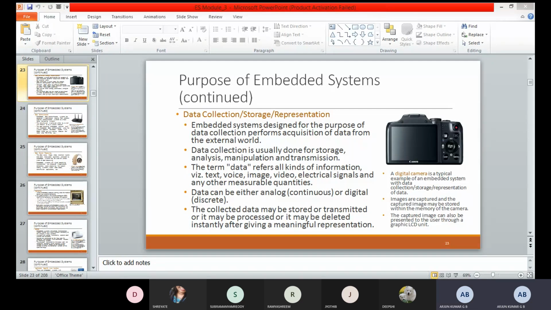Is it clear? Once again I repeat the statement. The data can be either analog or digital. If it is analog, it will use some converters to convert the data from analog to digital. If the data is digital, it can be directly captured by the digital embedded system.